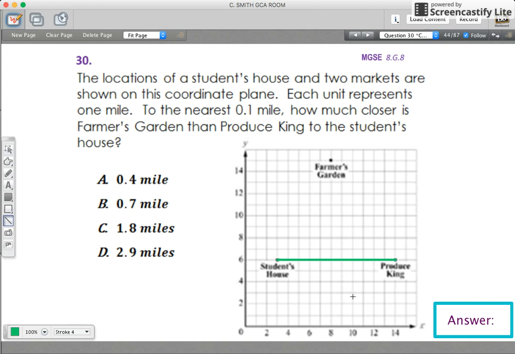So we see that we've got from the student's house to Produce King here, and then I'm going to do a different color to represent from the student's house to the farmer's garden. Okay, so what I see when I look from the student's house to the Produce King is that this is a horizontal line, and therefore it's going to be really easy for me to just count and figure out the distance between the student's house and Produce King. All right, so that's exactly what I'm going to do. I'm going to say from the student's house to Produce King, it is 1, 2, 3, 4, 5, 6, 7, 8, 9, 10, 11 miles.